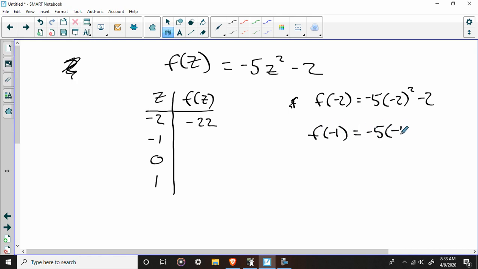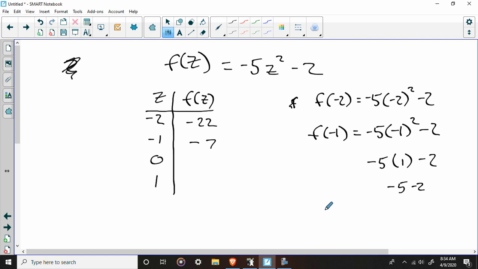-5 times (-1) squared minus 2, okay? All right, now let's do our order of operations. Order of operations says we have to do parentheses and then exponents, so we do the exponents. (-1) squared is +1, okay? And that's where your error will come from. -5 times 1 is -5, and -5 minus 2 is going to be -7. So big change there. Yes, very big change there, okay?